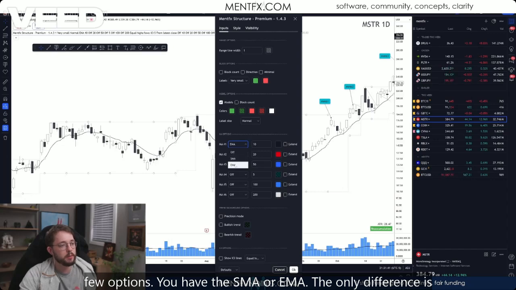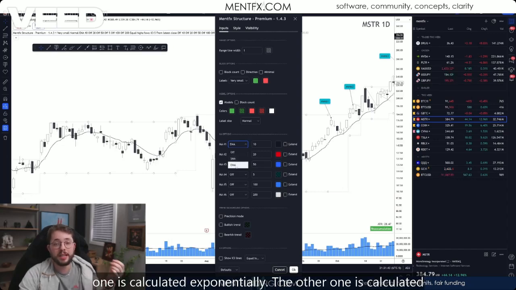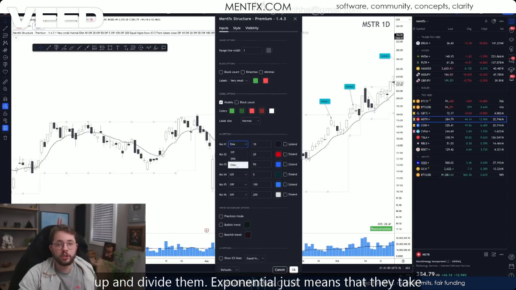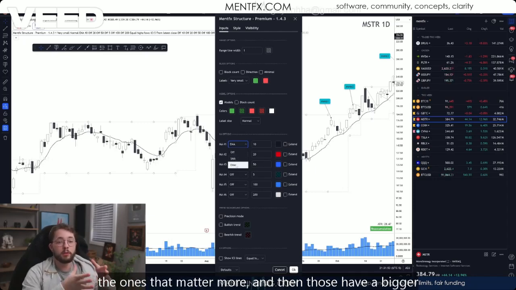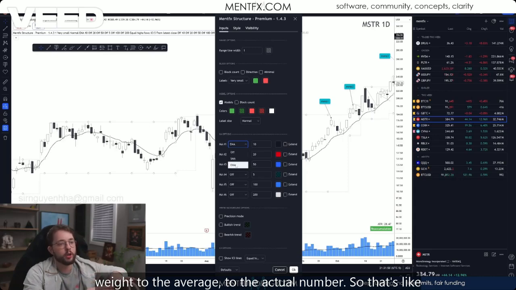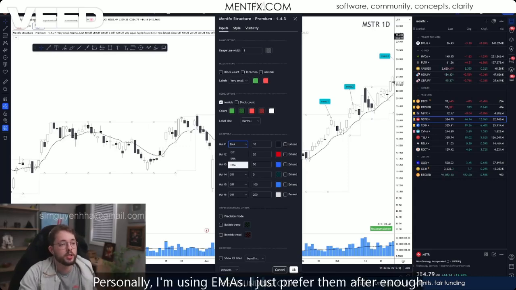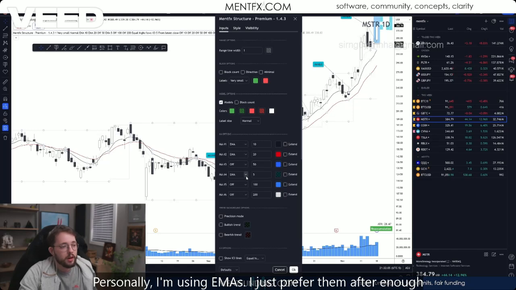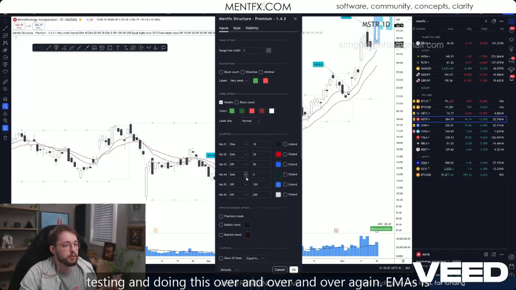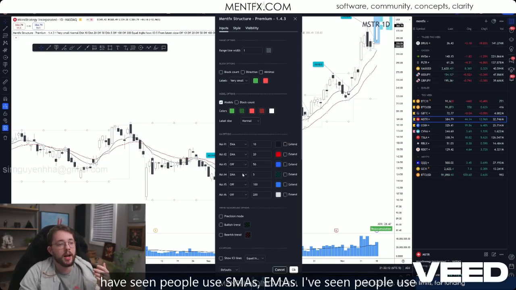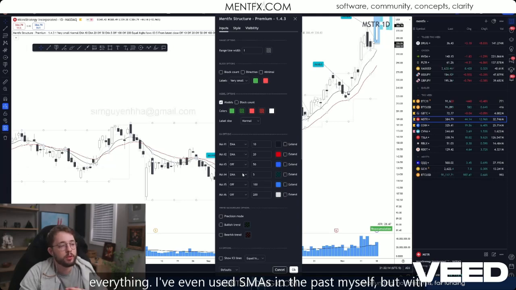Right here you have a few options. You have the SMA or EMA. The only difference is one is calculated exponentially, the other one is calculated linearly or simply. Simple just means they add them all up and divide them. Exponential just means that they take the ones that matter more, and those have a bigger weight in the average, in the actual number. That's the mathematics behind it, but that's not really important. Personally, I'm using EMAs. I just prefer them after enough testing and doing this over and over again. EMAs are just my bread and butter. I love them. I use them. But I have seen people use SMAs, EMAs. I've seen people use everything.